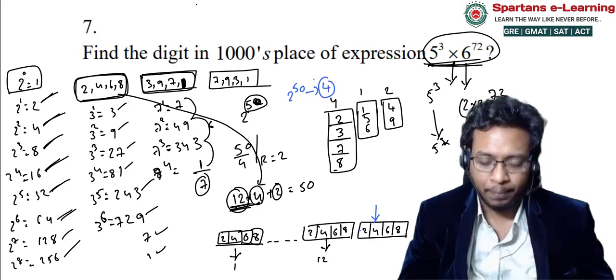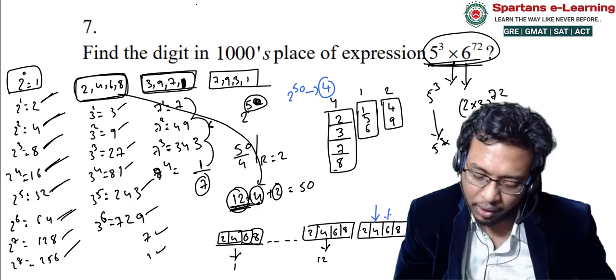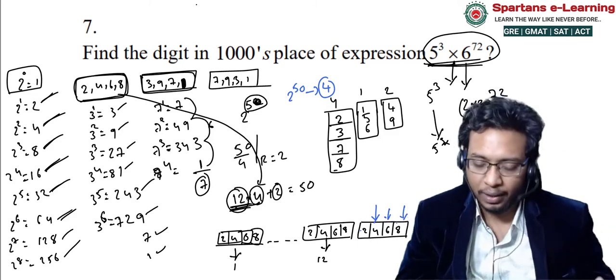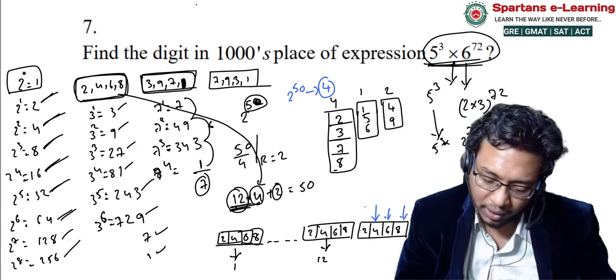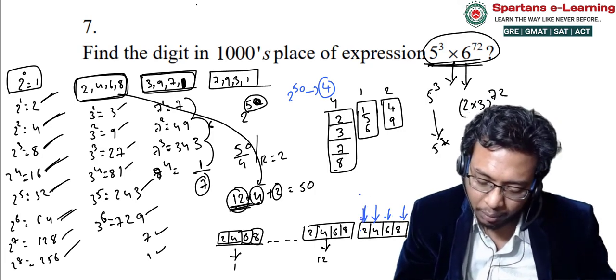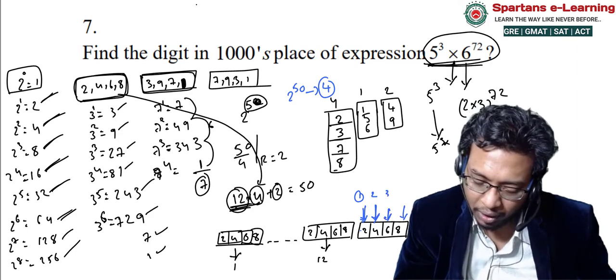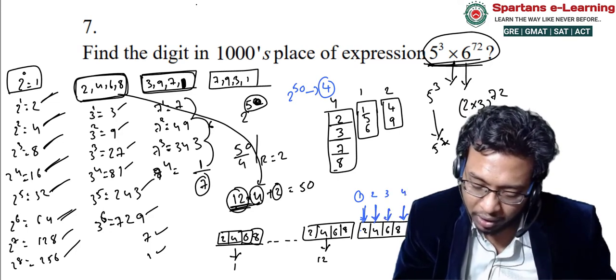That's it, okay? Now if the pointer is here, the units digit will be 6. If the pointer is here, the units digit will be 8. So pointer is here means, see here, if the pointer is here, that means remainder is 1. If the pointer is here, remainder is 2. If the pointer is here, remainder is 3. If the pointer is here, remainder is 4 or 0.